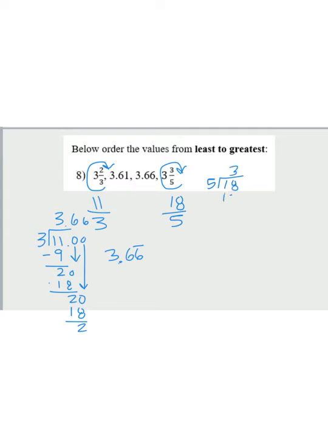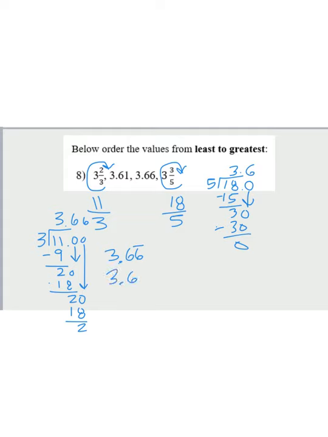3 times 5 is 15. Subtract, which gives us 3. Add a decimal, add a 0. 5 goes into 30 6 times. 6 times 5 is 30, and we're done. So we get over here just 3.6, and we're done.